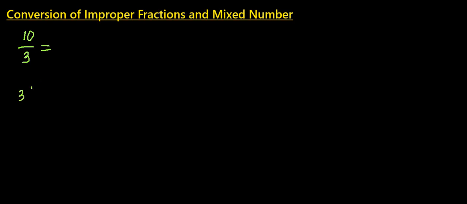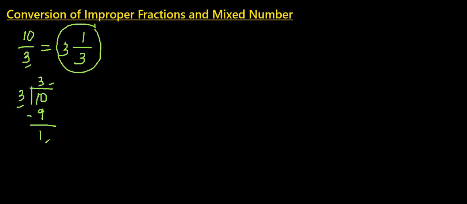So 3 divided by 10. How many 3s are there in 10? So we have 3. 3 times 3 is 9. 10 minus 9 is 1. So the whole number is 3. The remainder is 1. And then let's copy the divisor, or the denominator, of this one. So you'll get 3 and 1/3.